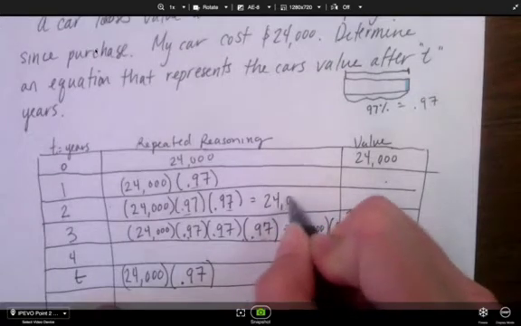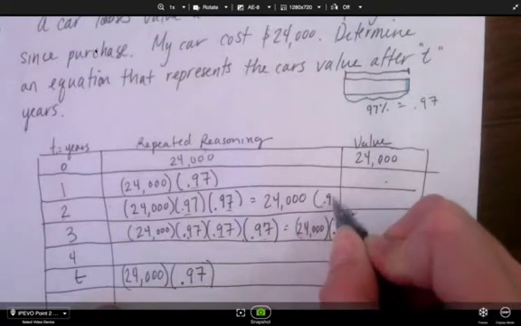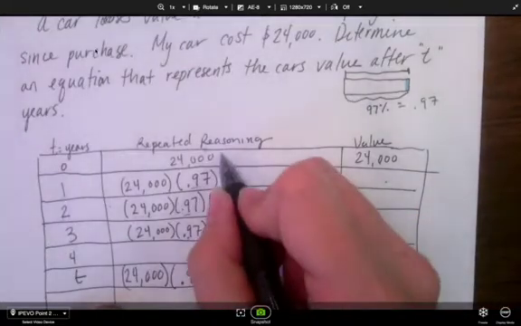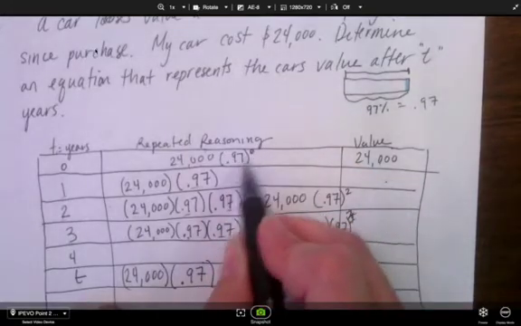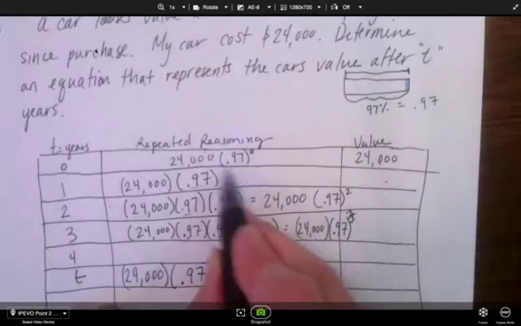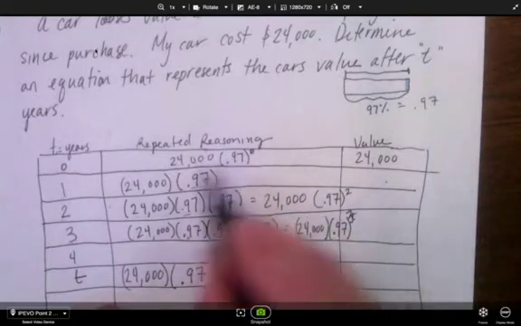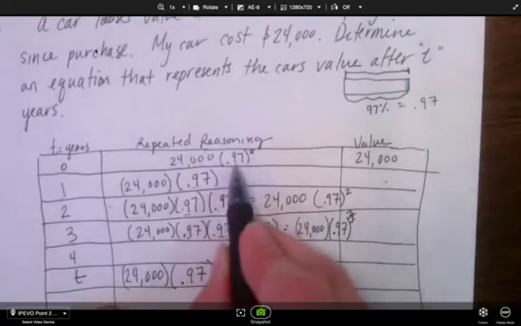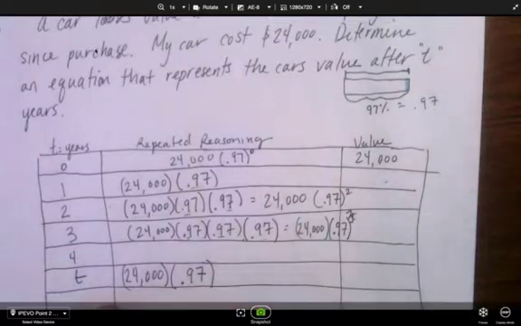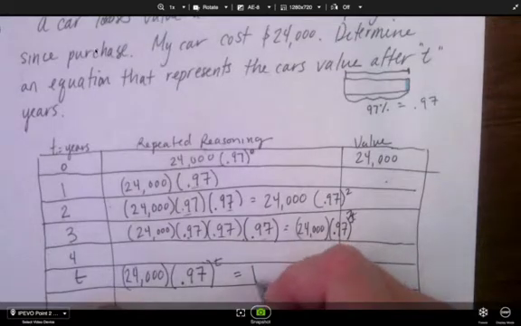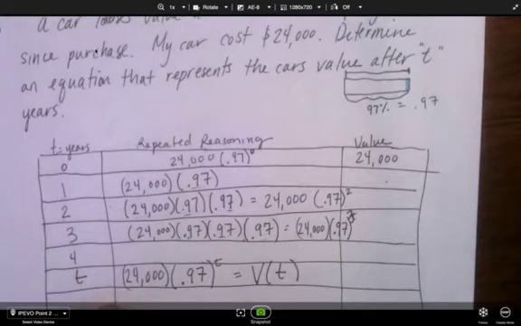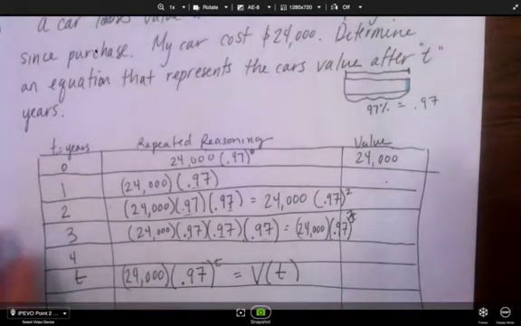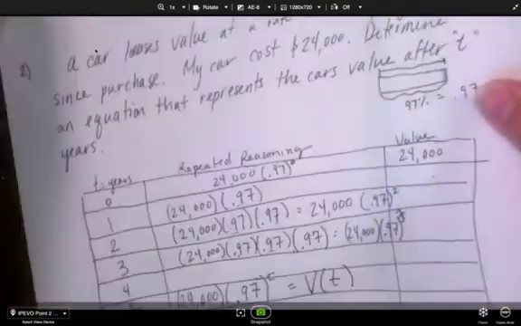So here it was 0.97 to the third. Here it would be 0.97 to the second, right? And even here, you could put it in if you wanted to, as to the 0, because anything really to the 0 is just 1, and so 24,000 times 1, right? 100%. So you wouldn't even need this if you didn't want to. So to the T, and that is our value of our car in terms of the number of years that have passed.